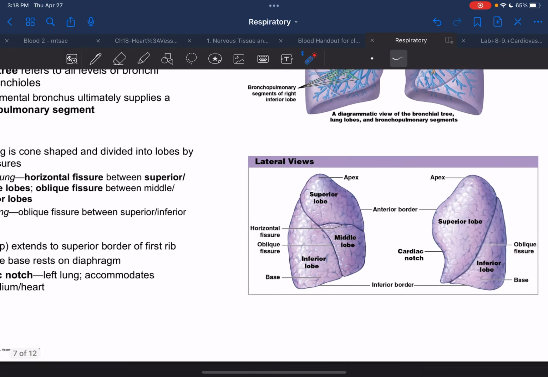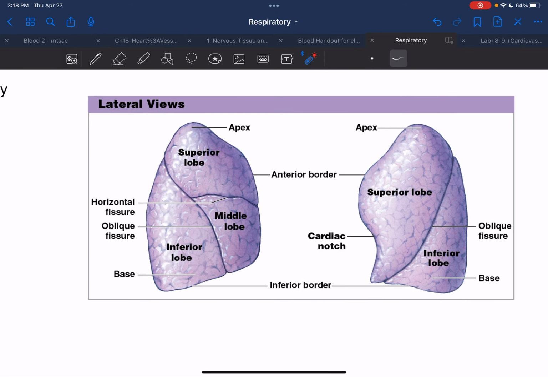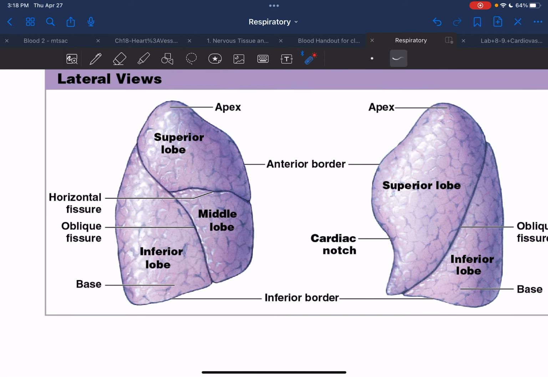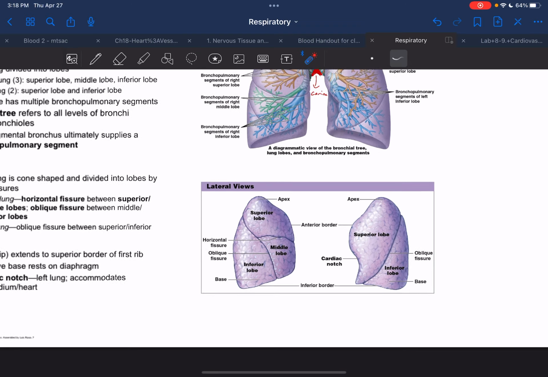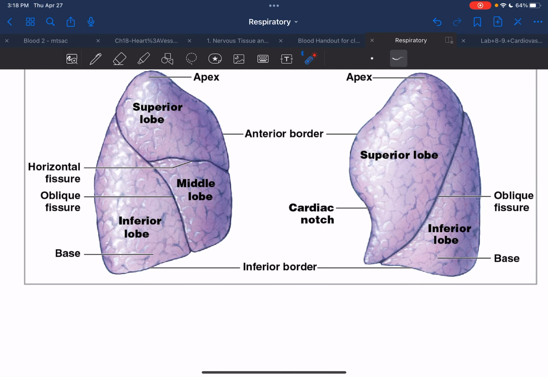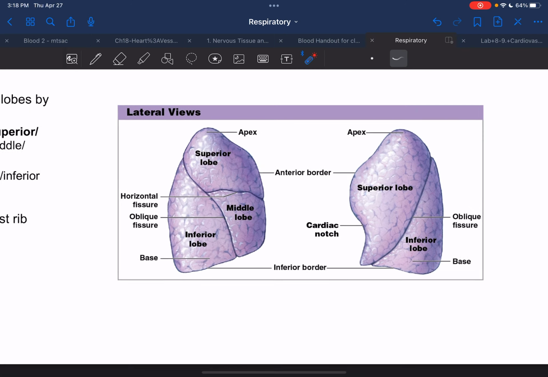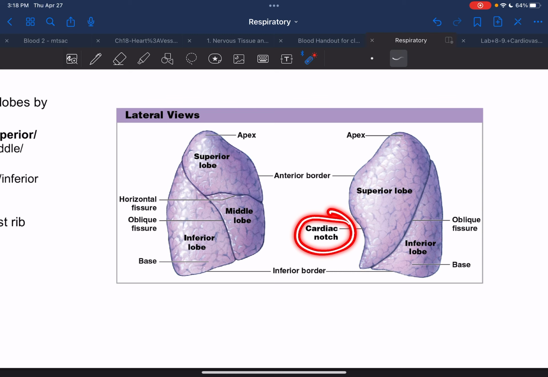And so before we get into it, something that might be easier to understand about branching is to understand that our lungs have lobes to them. You have a superior lobe and an inferior lobe on the left side. And the right side has 3 lobes, a superior, it also has an inferior, but it also has a middle. That's the only difference. And what's going to be occupied here at the cardiac notch? The heart. And so it's going to be on that left-hand side, the cardiac notch.